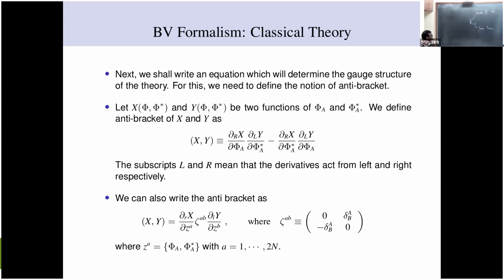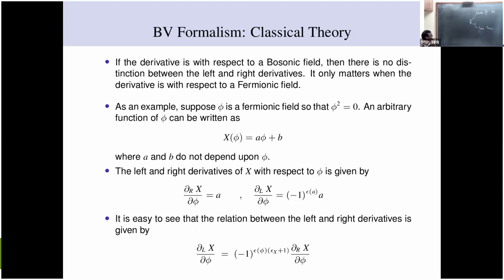So this is just one slide about this derivative. Because we are dealing with ghost fields and fields with alternate statistics, you have to be careful with how you are taking derivatives, whether from left or right. For example, if phi is a fermionic field and you take the derivative from right, it will just be A. But if you take the derivative from left, it will pick up a sign. So keeping track of sign is important. If you give it some thought, you can relate the left and right derivative by this sign. It's just some bookkeeping device.